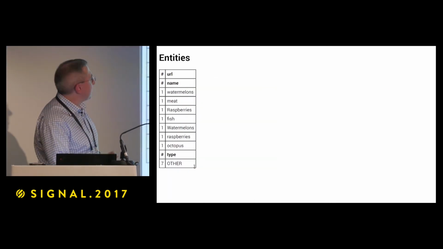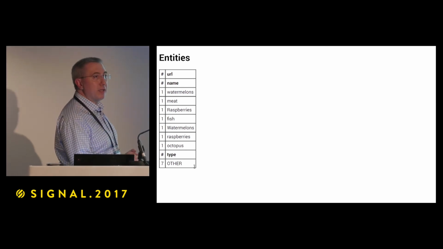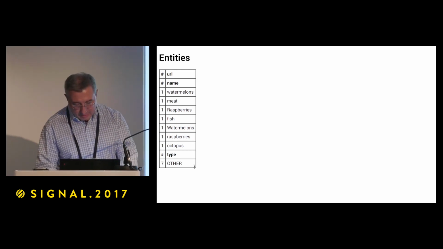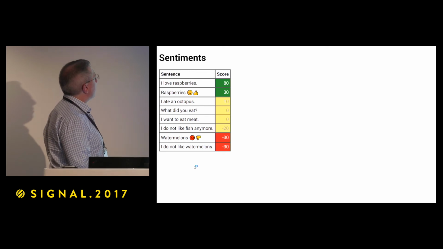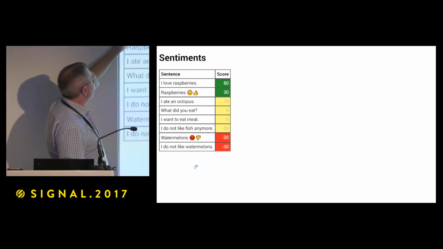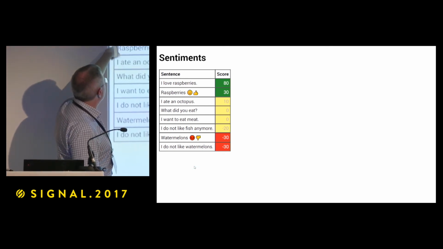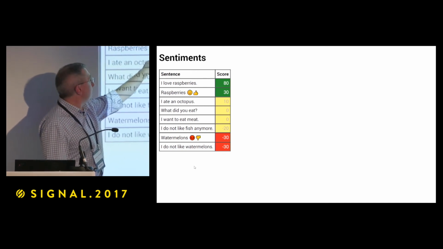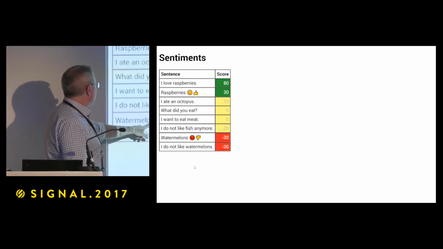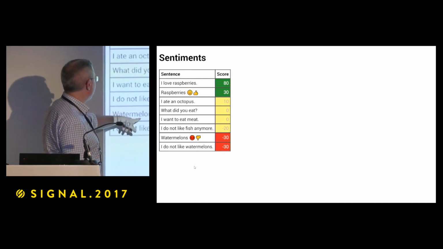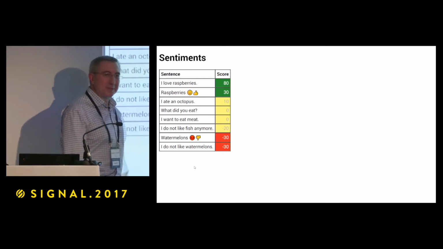Now the entities. There's nothing in Wikipedia, but we get the main entities: watermelon, raspberries. And for the sentiments, well, works well. I do love raspberries. So that's number 1. I tried some emojis. It works too. Here this is neutral. And I hate watermelons. And it works too. It's recognized.